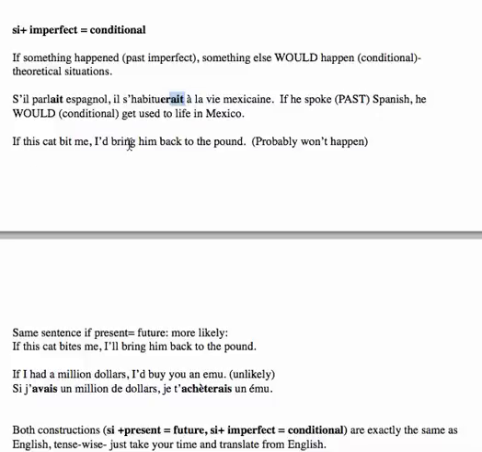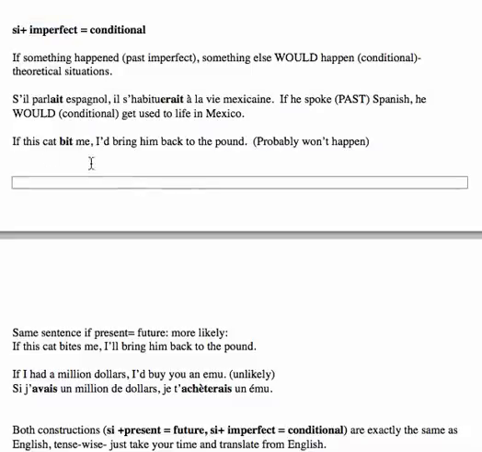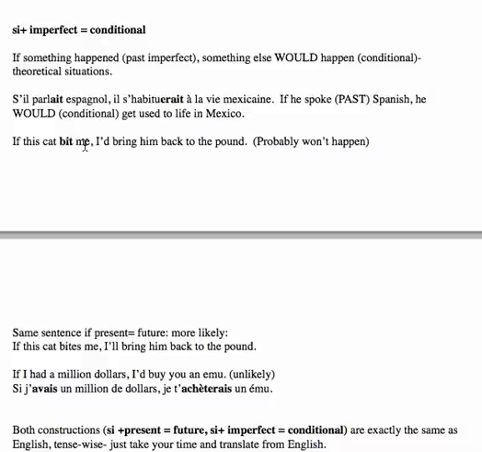If this cat bit me, I would bring him back to the pound. So that's, again, a theoretical. The cat probably won't bite me. But if he did, and be careful, this past tense, we always want to put that in the imperfect past in French for these sentences. So you might be tempted by the passé composé in a sentence like that, but just imperfect.